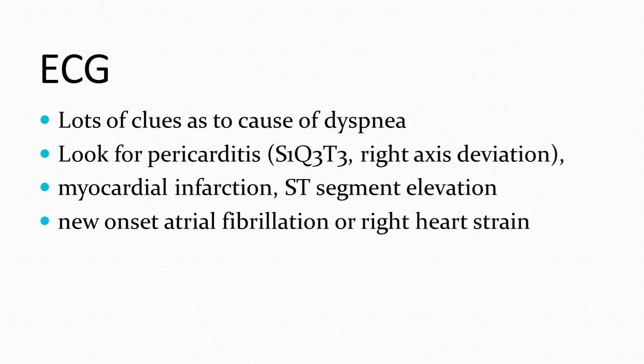ECG has lots of clues as to the cause of dyspnea. Look for pericarditis, S1 Q3 T3, and right axis deviation on the ECG, and myocardial infarction with ST segment elevation. There could be global T-wave inversion in pericarditis, and S1 Q3 T3 in pulmonary embolism, and new onset atrial fibrillation or right heart strain.